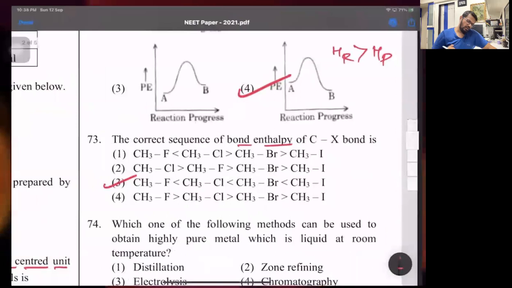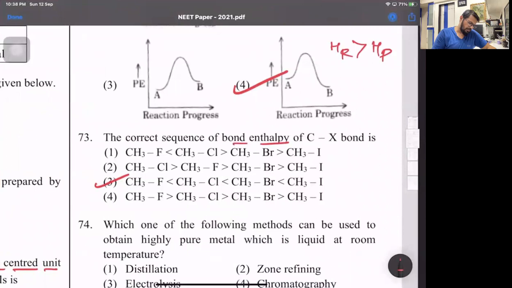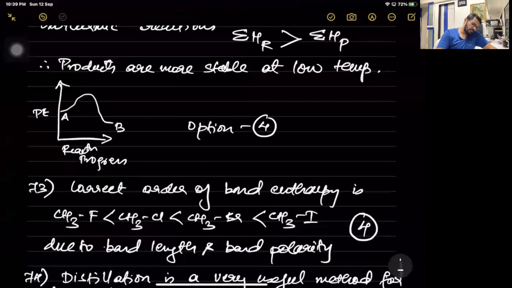Sorry, that's the fourth one. That's F, Cl, Br, I. I think there is some misprint in this part. Option wise, it's the fourth option what we have. There's some misprint that happened over there. So this has to be the fourth one. Sorry, methyl fluoride has got more bond enthalpy than chloride, than bromide and iodide over there. The reason is simple, because of bond length and bond polarity. So 73 is 4. That's the bond enthalpy due to bond length and bond polarity.